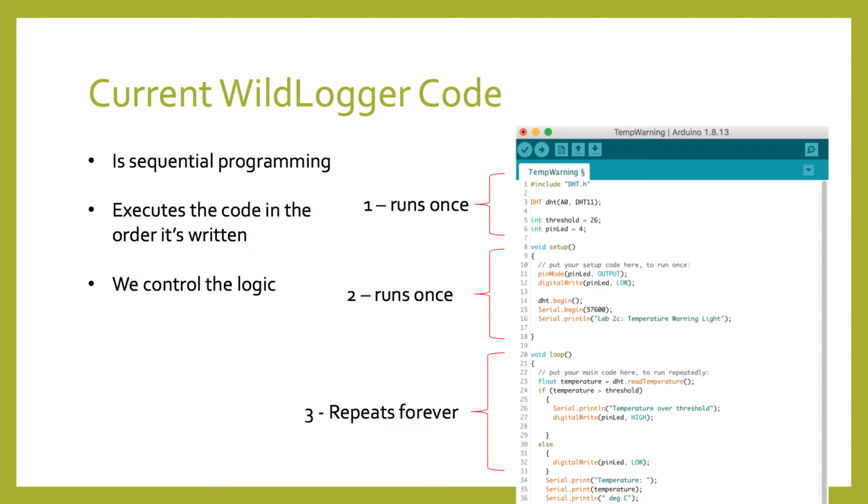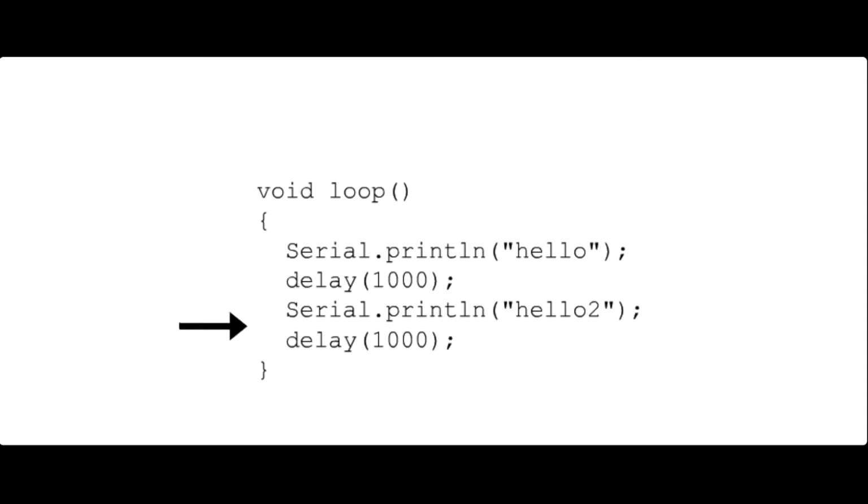Sequential programming is how our code on the WildLogger is structured so far. When our WildLogger is powered on, or there's a system reset, the WildLogger executes the setup function first, then goes into the loop function, and essentially lives there for the rest of its life, happily executing the same instructions according to the logic that we've created.